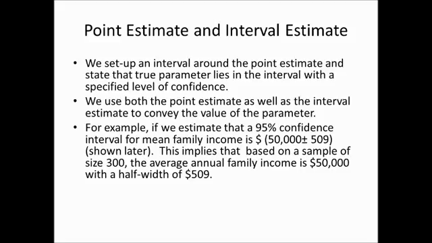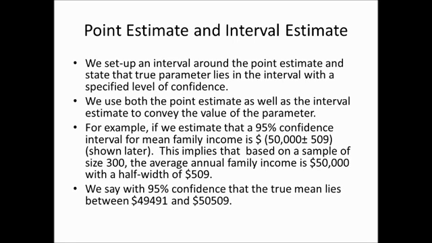This implies that based on a sample of 300 families, the average family income is $50,000 and with a half width of $509. Half width is also known as error of estimation. So we say with 95% confidence that the true average family income lies between $49,491 and $50,509.